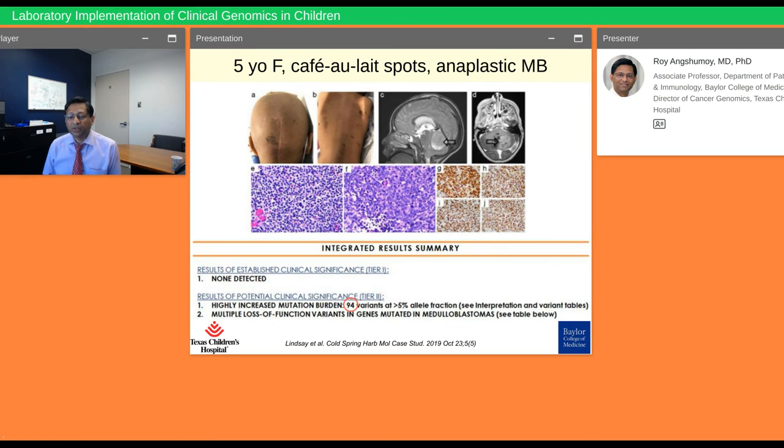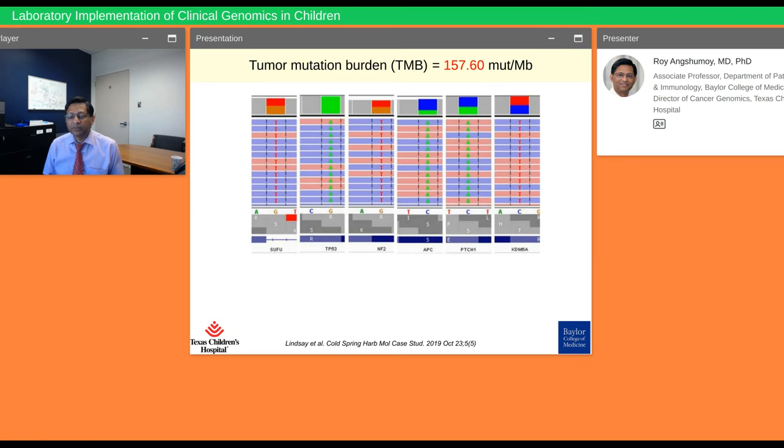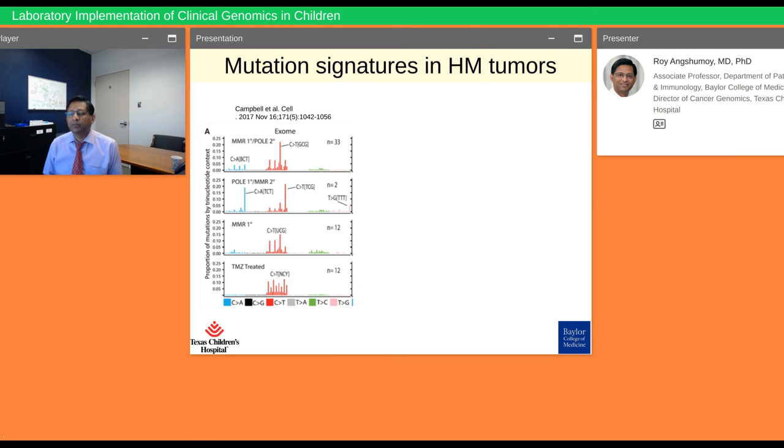So what could be the cause of this? When we did the next generation sequencing panel for this patient's tumor, what we found was a large number of variants in this patient's tumor. And that would fit with a tumor mutation burden of 157, which typically translates to an ultra-hypermutated tumor. And I already showed you that there were no mismatch repair mutations. So this typically, by doing mutation signature analysis, can be resolved.